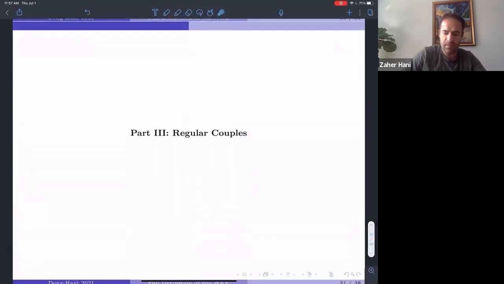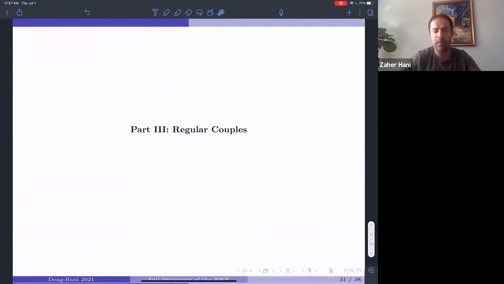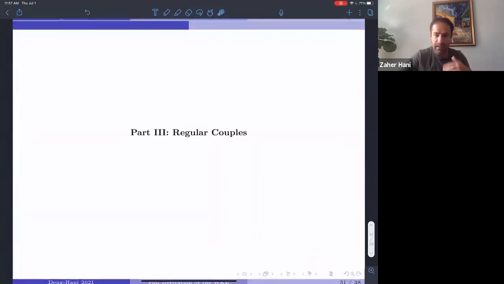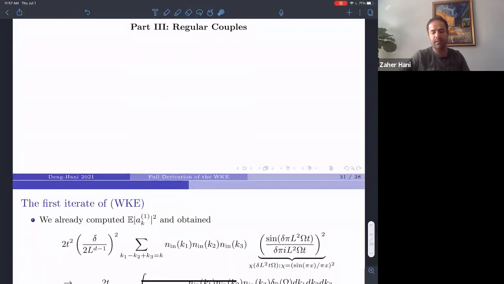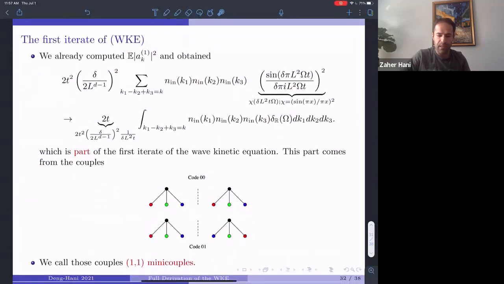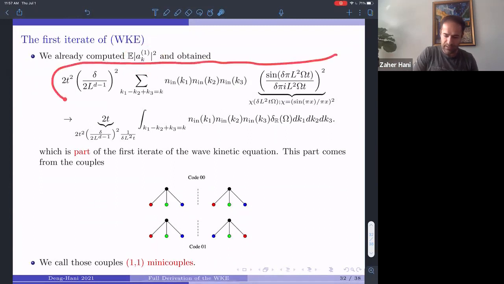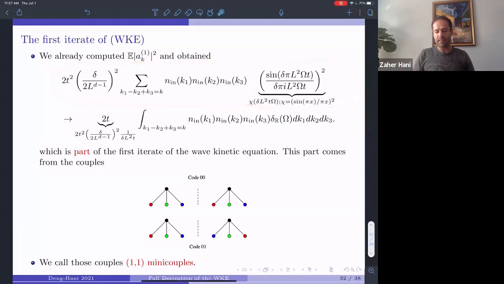Yeah. So the next thing that I want to discuss are regular couples. These are the couples that we said saturate the estimates in our proof. The importance of those regular couples can be seen at the level of the first iterate of the equation. So remember, we go back to the explicit computation that we did, which is the expected value of AK1 squared. We obtained this quantity when we did this explicit computation.